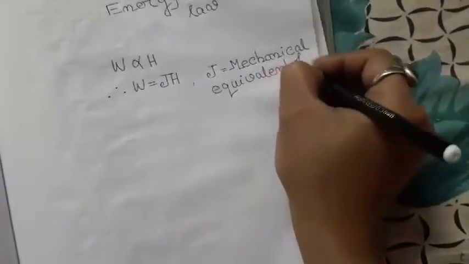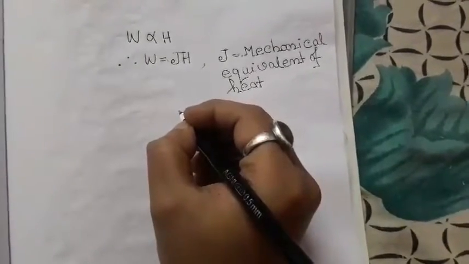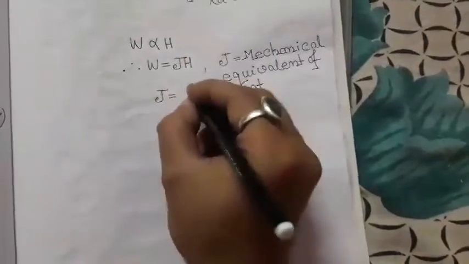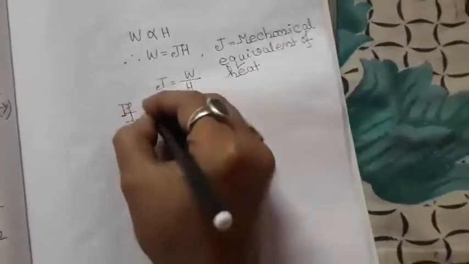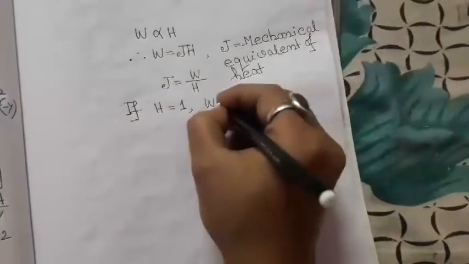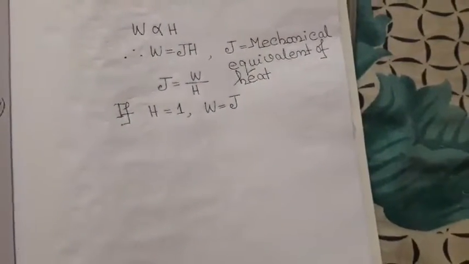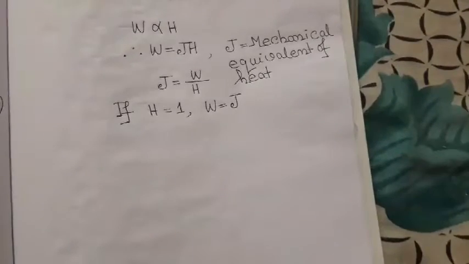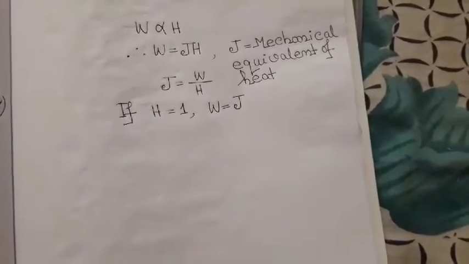From this, we can easily give a definition of J. So what is J? J is W by H. This means if H equals 1, then W equals J. That is, the mechanical equivalent of heat is defined as the amount of work done to produce unit amount of heat, right? This is the work energy conversion.